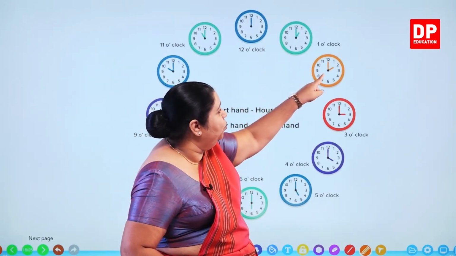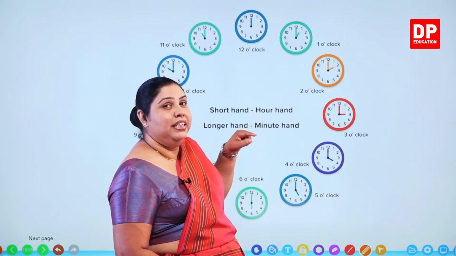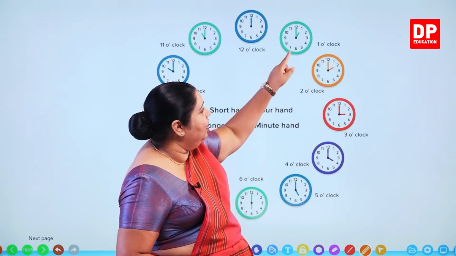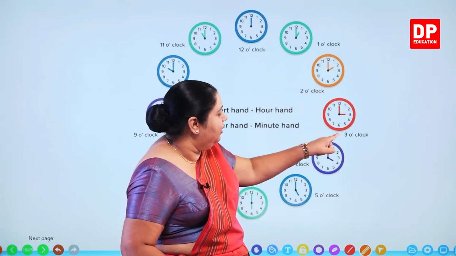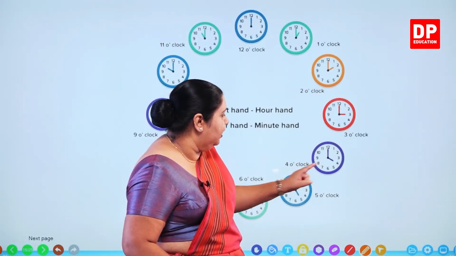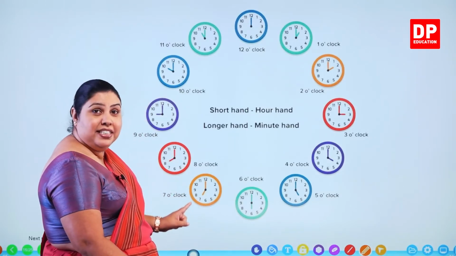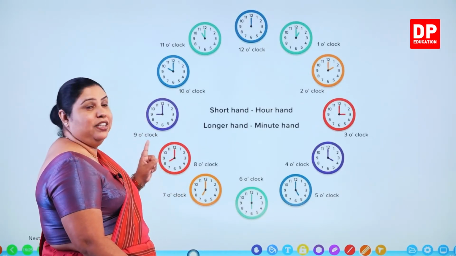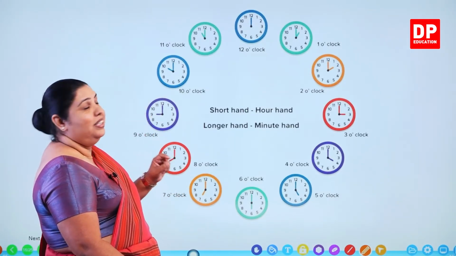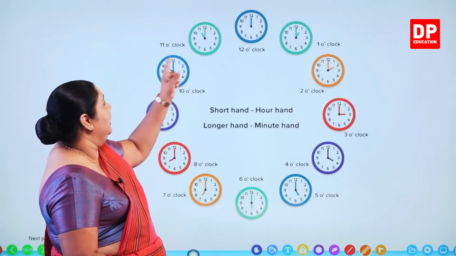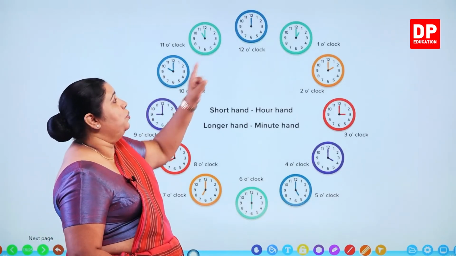Then it is 2 o'clock. කොහොමද කියන්නේ පුතාලා ටීචර්ත් එක්කම කියන්න 1 o'clock, 2 o'clock, 3 o'clock, 4 o'clock, 5 o'clock, 6 o'clock, 7 o'clock, 8 o'clock, 9 o'clock, 10 o'clock, 11 o'clock, and 12 o'clock.